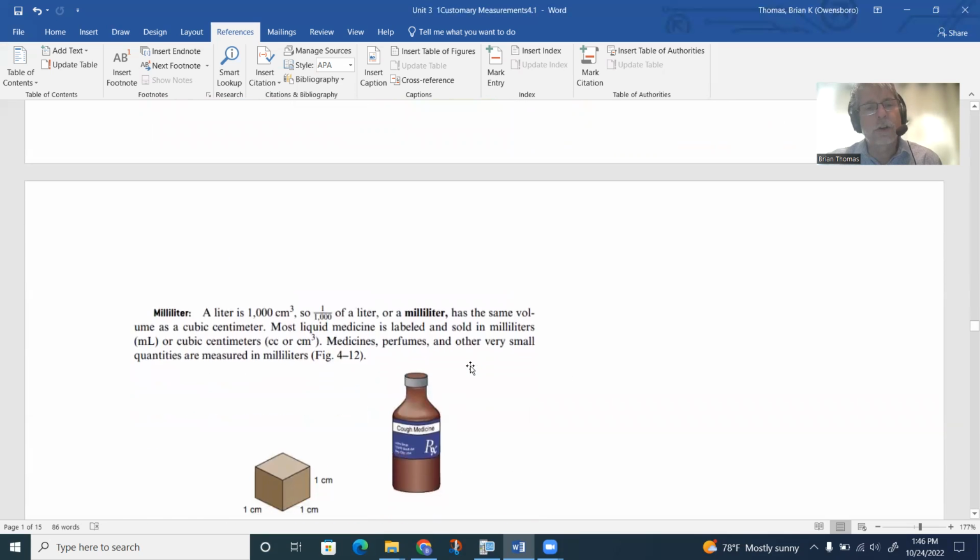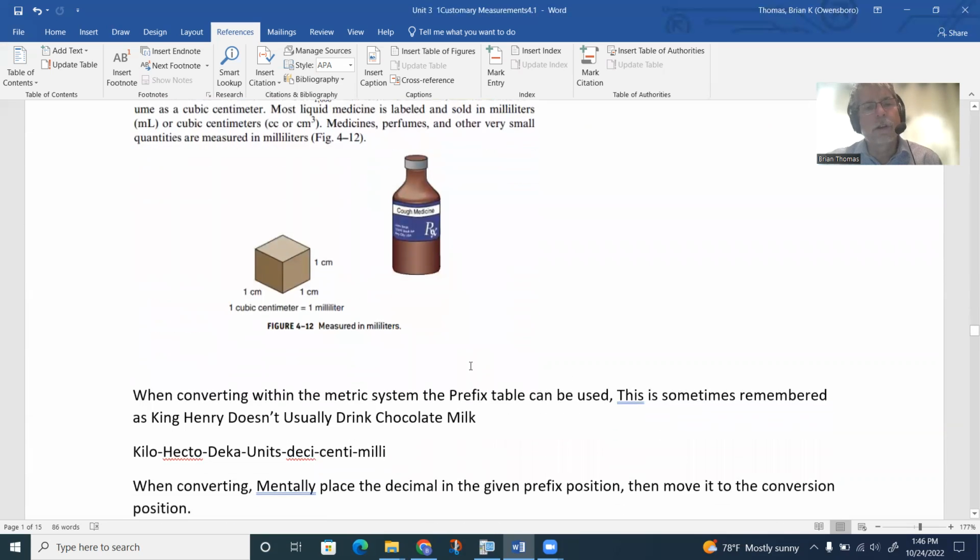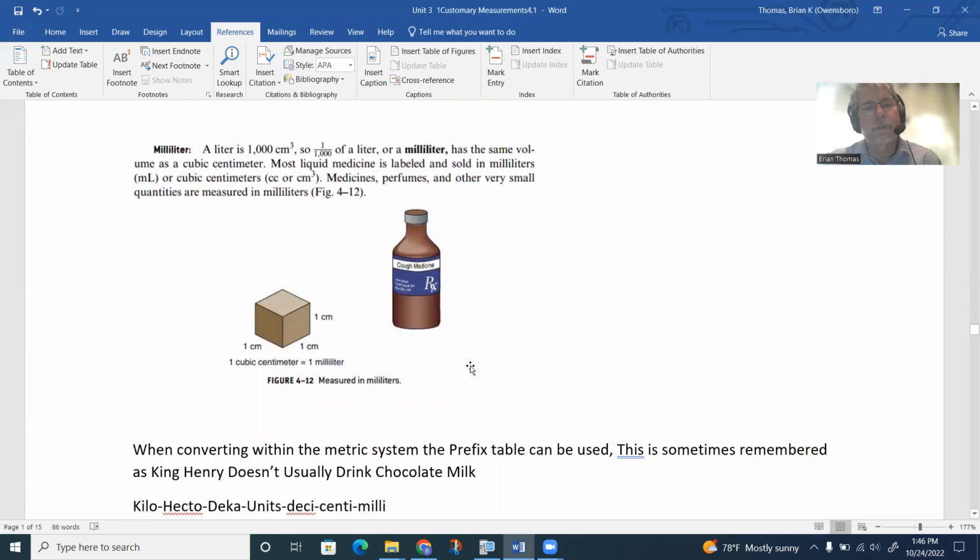So we also have what's called a milliliter. A milliliter, again, is back into medicines. A milliliter is like what you put into a liquid medicine. If you ever have a droplet thing, a milliliter is like one little droplet of medicine.